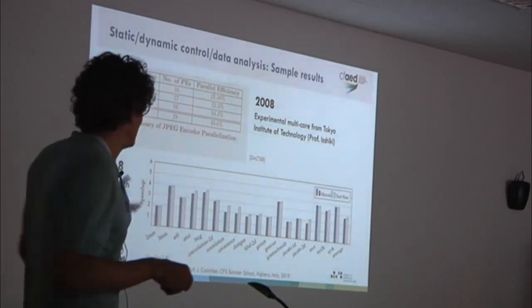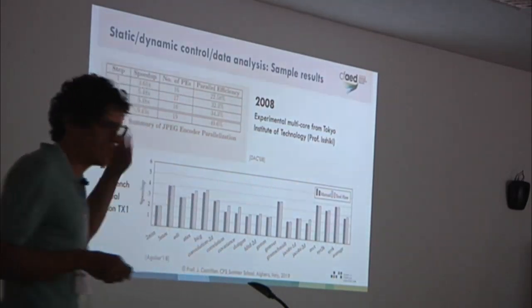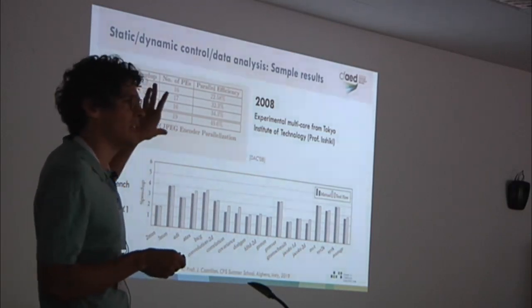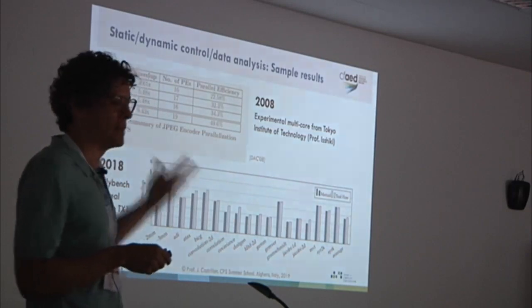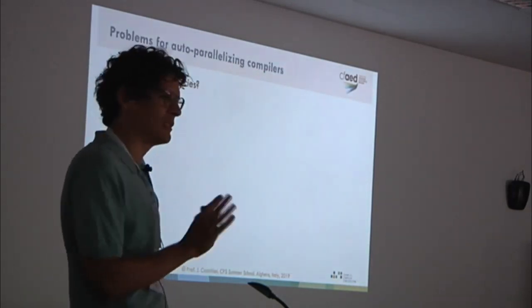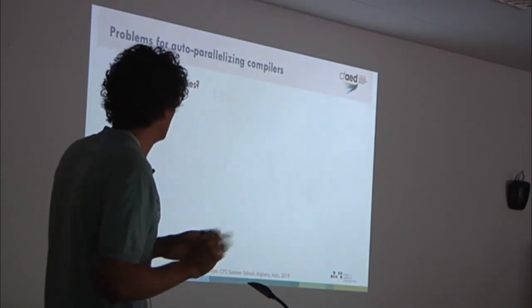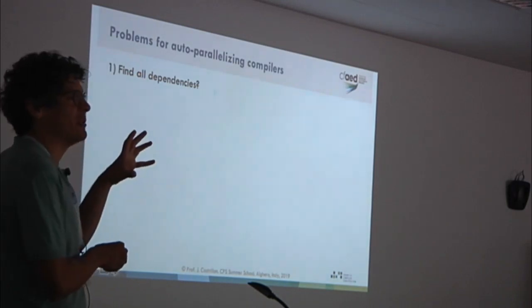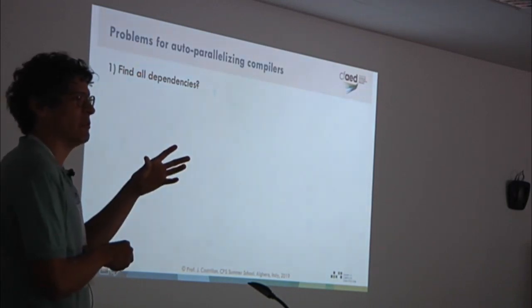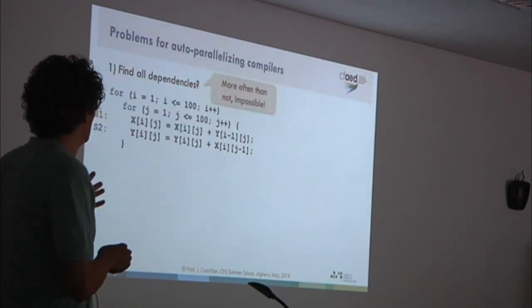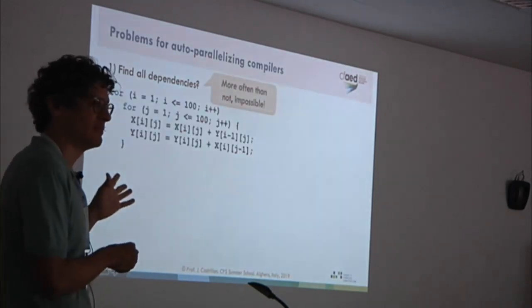Right. So there is some progress, and there are some interesting technologies and techniques in auto-parallelizing compilers, but this is probably not what the solution is going to be. So let's talk about the problems, just to understand why it is so difficult to parallelize code. The first thing in this theorem is that you need to know all the dependencies in order to parallelize code, right? And finding all the dependencies very often is impossible. Sometimes it is possible, but difficult, right?